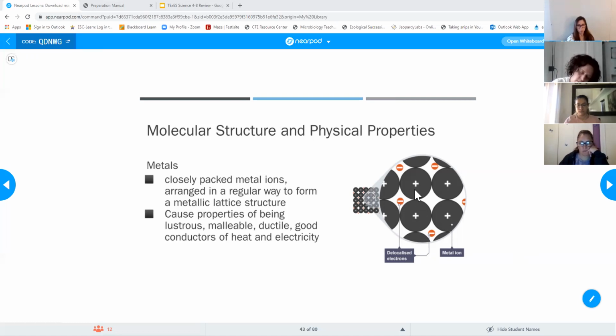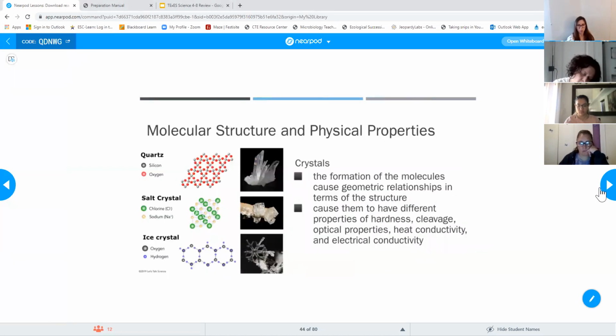When I'm looking at the actual atoms and the electrons inside of the atoms, that's what's causing that to happen. When we look at crystals, crystals are going to have unique physical properties, again, because of the structure of their molecules. So these are some examples that you have here. In middle school, if you're teaching about minerals and stuff, this is where you would talk about crystals. Crystals have unique geometric relationships inside of their structures, and because of them, they're going to have certain properties of hardness, cleavage, optical properties, heat conductivity, and electrical conductivity.